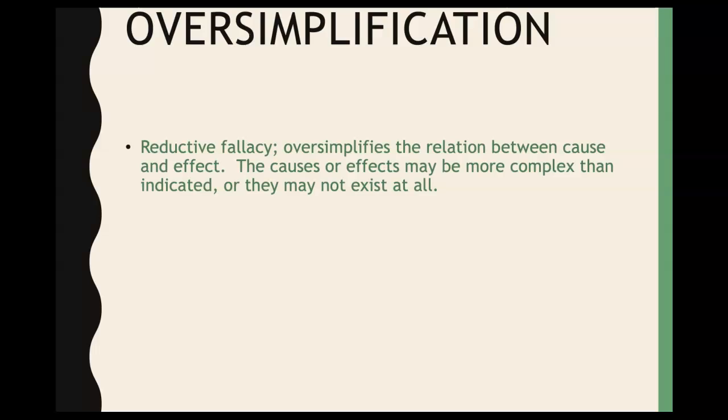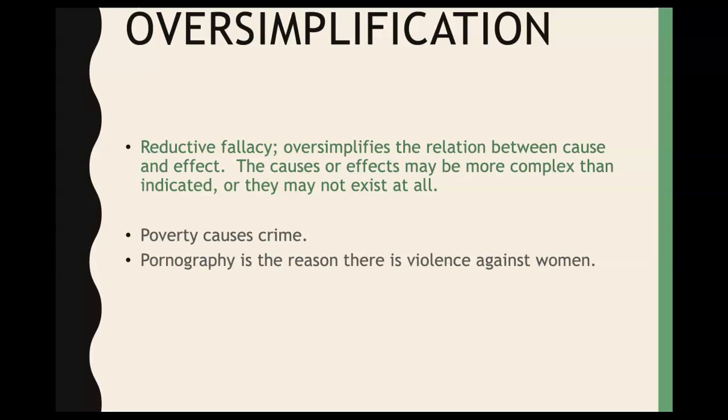But this is where you're really simplifying cause and effect. And the causes or effects maybe are more complex than what you're indicating, or maybe they don't even exist. So poverty causes crime. Pornography is the reason there is violence against women. The problem with these is that you have oversimplified them to the point where someone's going to look at it and go, well, I know a lot of people who are in jail because they've committed crimes, but they weren't poor. I've known a lot of poor people that didn't start to rob others.